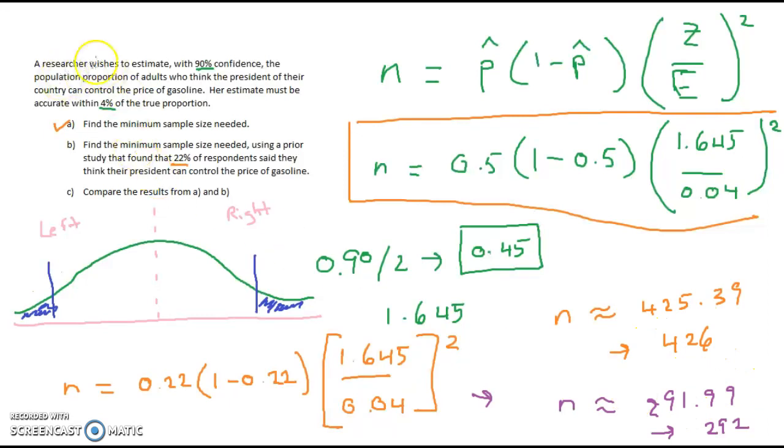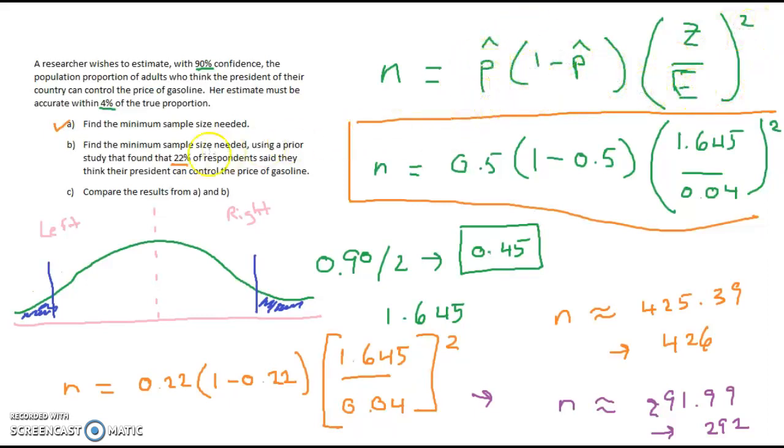However, if you do know a little bit, if you do know that 22% said yes, then your sample size is a little bit smaller. You only need to have 292 people. But again, the major formula is this thing right here. All you have to do with this is just plug in the numbers that you're given.